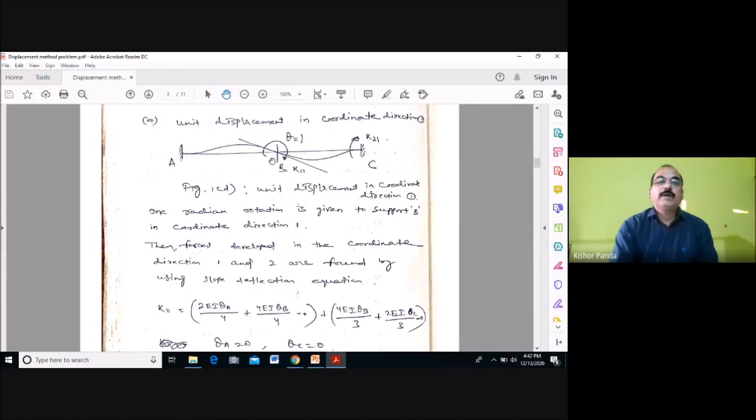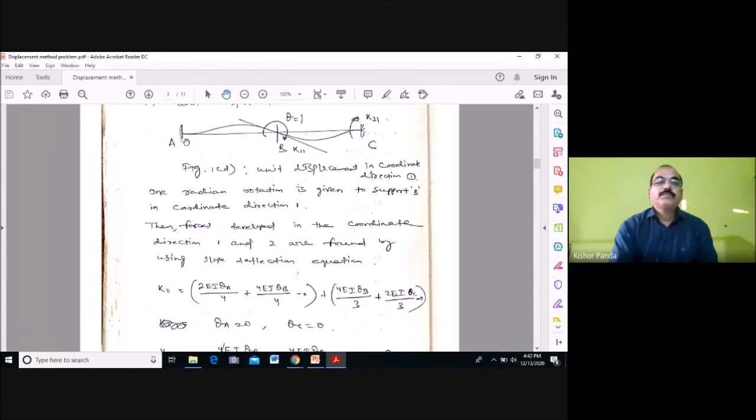When you are considering this span, this is your theta A, here theta B, and here theta C. But theta B is equal to 1, theta A is equal to 0, and theta C is equal to 0. So what is the formula? From this side 2EI theta A by 4, and 4EI theta B by 4. From this span, 4EI theta B by 3. The BC span length is 3, and the AB span length is 4. That's why, you know, it is 2EI theta by L and 4EI theta by L.